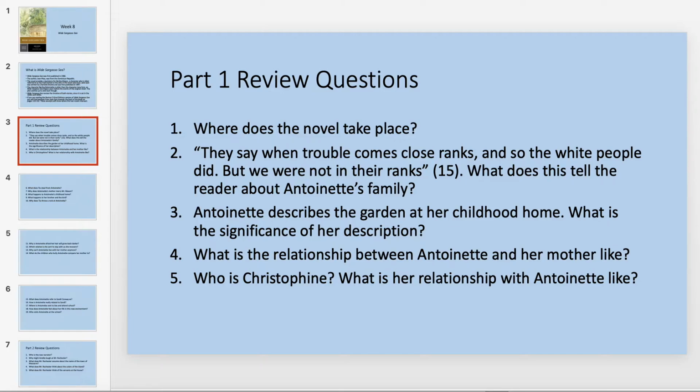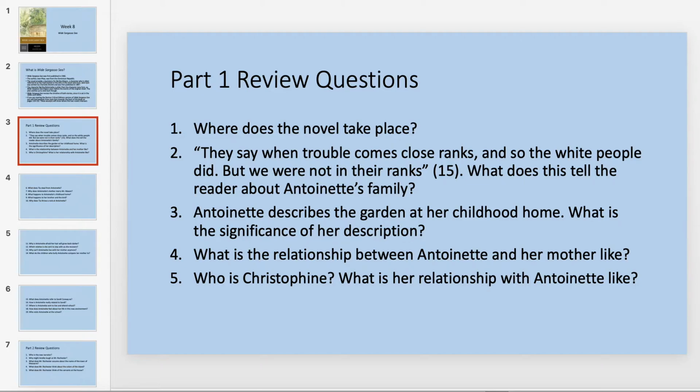Going on to 3 here, Antoinette describes the garden at her childhood home. What is the significance of her description? So go back to those pages. How does Antoinette describe the garden? What does she think of it? It's really a safe space for her. It's kind of like an Eden. And I want you to think about the spaces that Antoinette inhabits. How does she feel when she's in a home versus when she's outside? And why might she take more comfort in being outside? Just something to think about as you go through the rest of the novel, because this is going to be a hint about what's to come in the story a little bit.